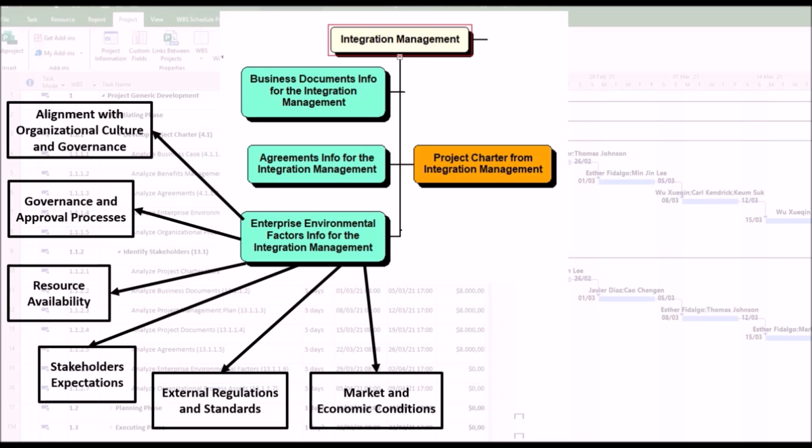6. Market and economic conditions. External enterprise environmental factors, such as market trends, competition, and economic conditions, can impact the project's scope and objectives. The project charter should reflect these factors to ensure the project remains relevant, viable, and competitive.